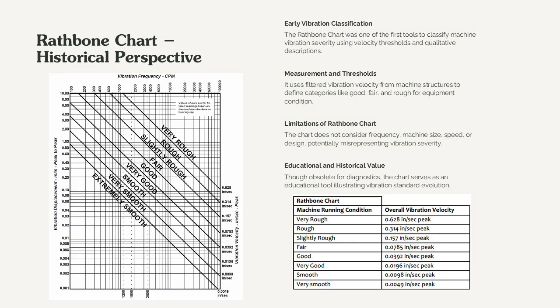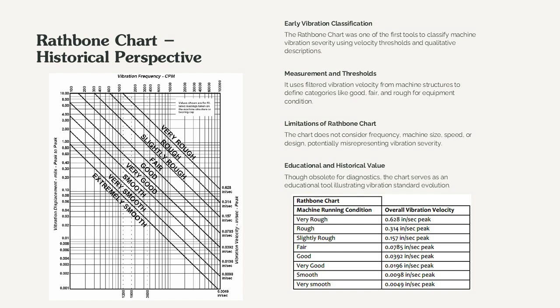The Rathbone chart, introduced in 1939 by T. C. Rathbone, represents one of the earliest formal attempts to classify machine vibration severity. It correlates overall vibration velocity, measured in inches per second peak, with qualitative descriptions of machine running conditions such as very smooth, smooth, slightly rough, rough, and very rough. At the time, this chart provided valuable guidance for maintenance engineers who lacked standardized vibration assessment tools. The chart is based on filtered vibration velocity measurements taken on machine structures or bearing caps.